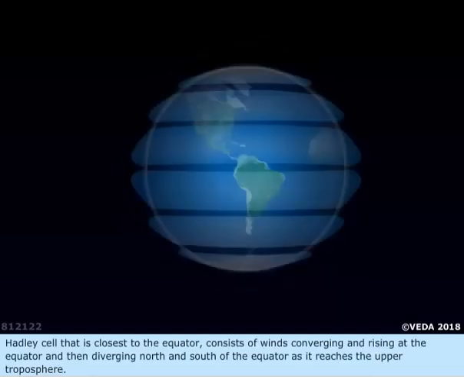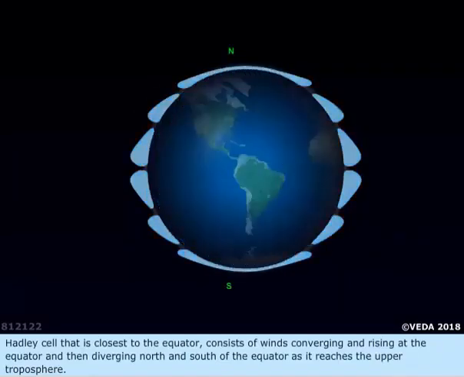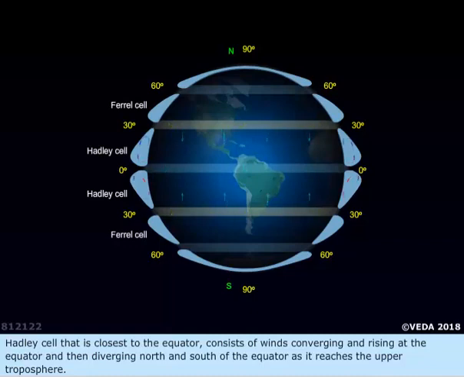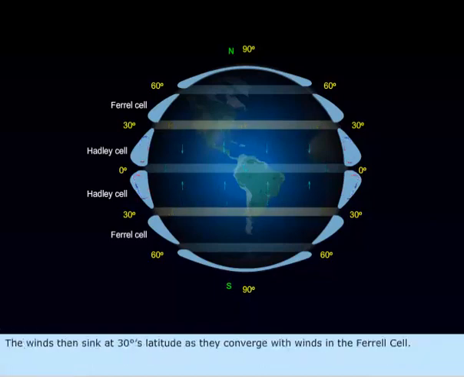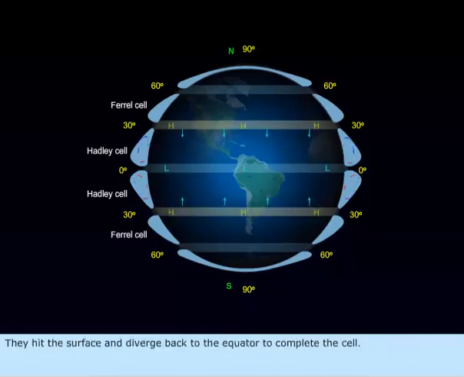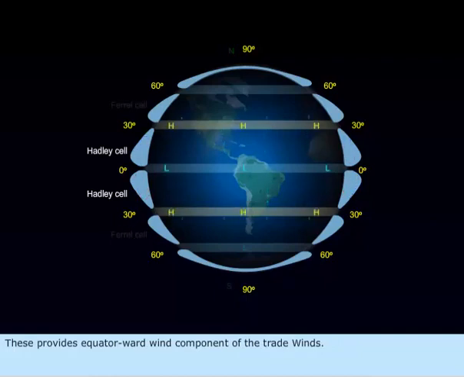The Hadley cell, which is closest to the equator, consists of winds converging and rising at the equator and then diverging north and south of the equator as they reach the upper troposphere. The winds then sink at 30 degrees latitude as they converge with winds in the Ferrel cell. They hit the surface and diverge back to the equator to complete the cell. This provides the equator-ward wind component of the trade winds.